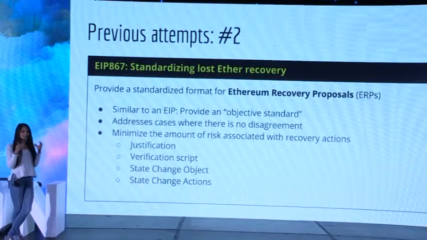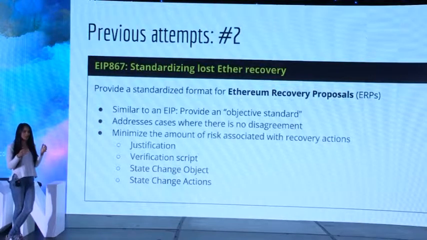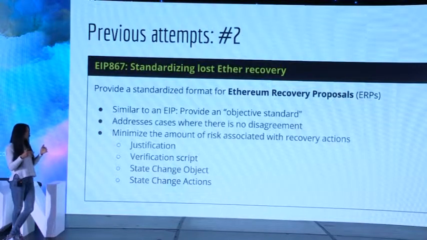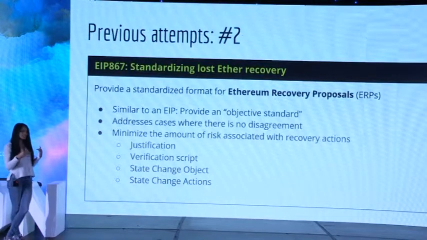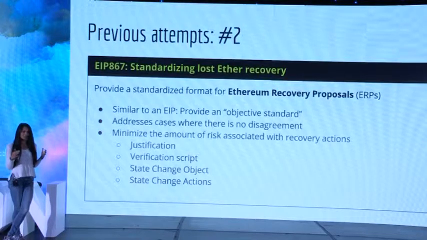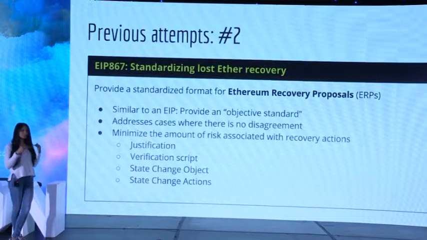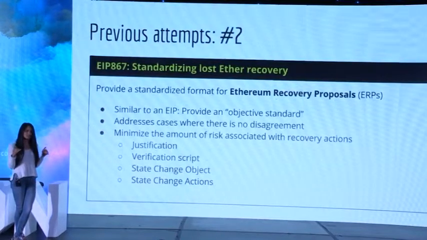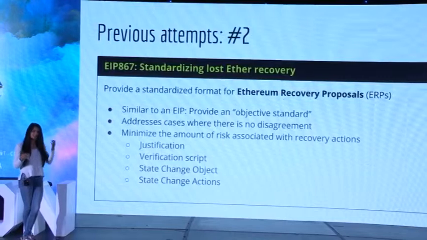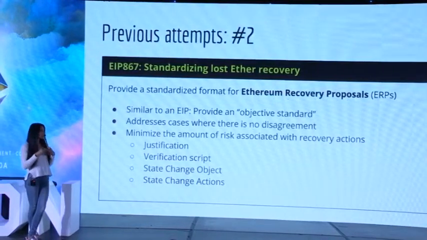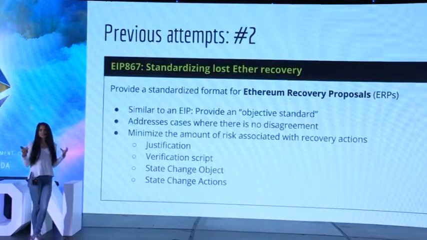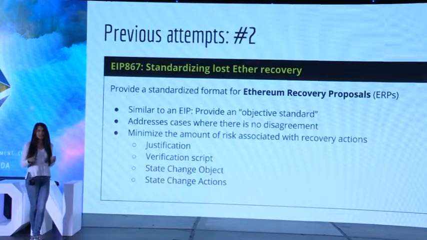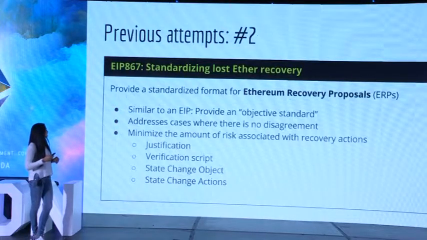You had to have a clear justification for why the recovery needed to happen. You had to have a verification script that determined the exact actions that needed to take place. You needed a state change object that all the clients can use to determine all the changes that are happening similarly, and then a set of state change actions that you can make, and those are the only state change actions you can make, and nothing else. So the goal was, if we can standardize it like this, we can really minimize the risk, so there shouldn't be as much argument about it. It should be obvious to everyone that this is a necessary change.